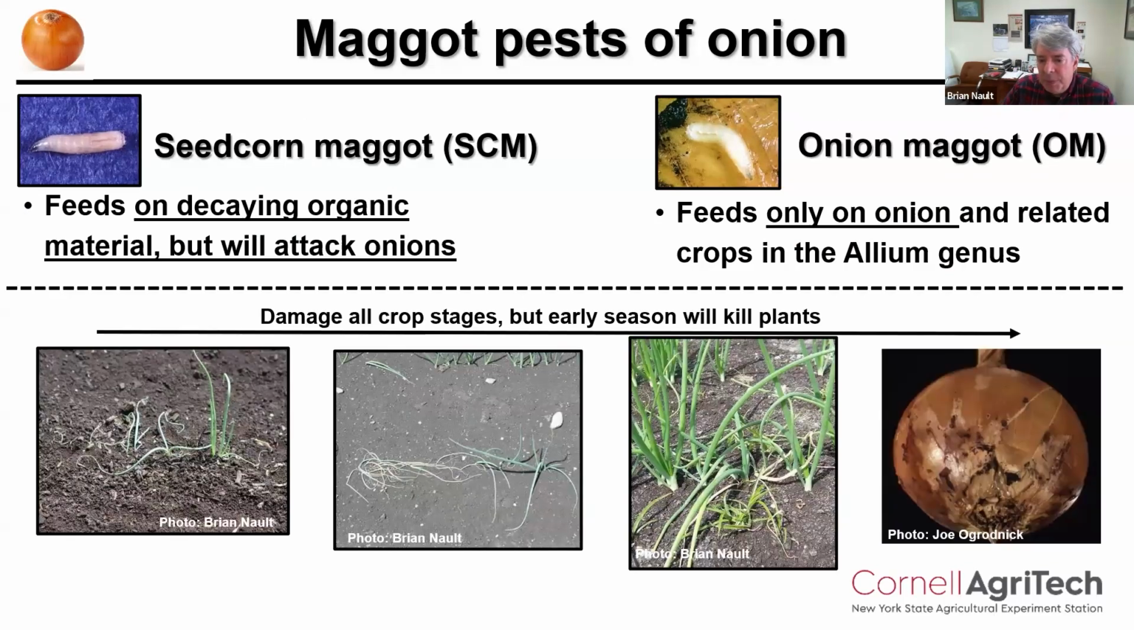Both of these two maggot species can be found very early in the season in onions that are as small as, say, the 2-leaf stage, maybe even smaller. And we can also find them in bulbs at harvest on occasion, and then anywhere in between.